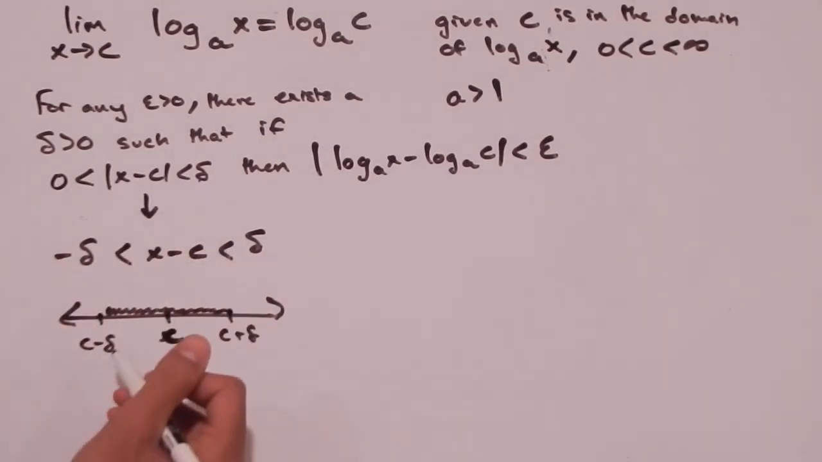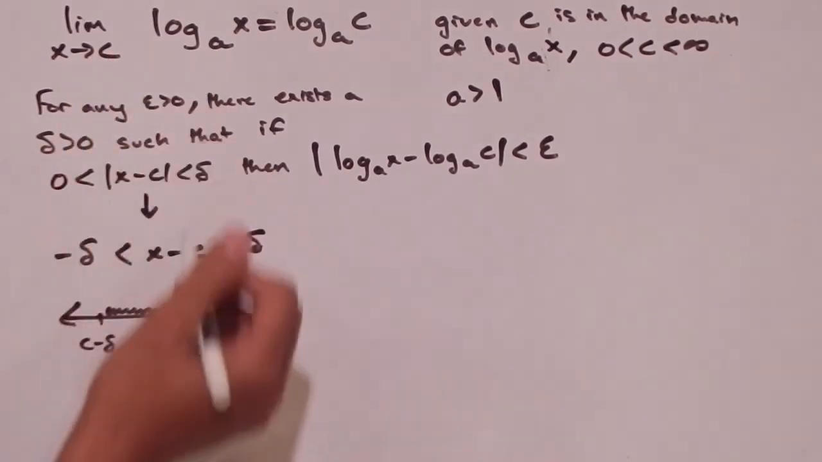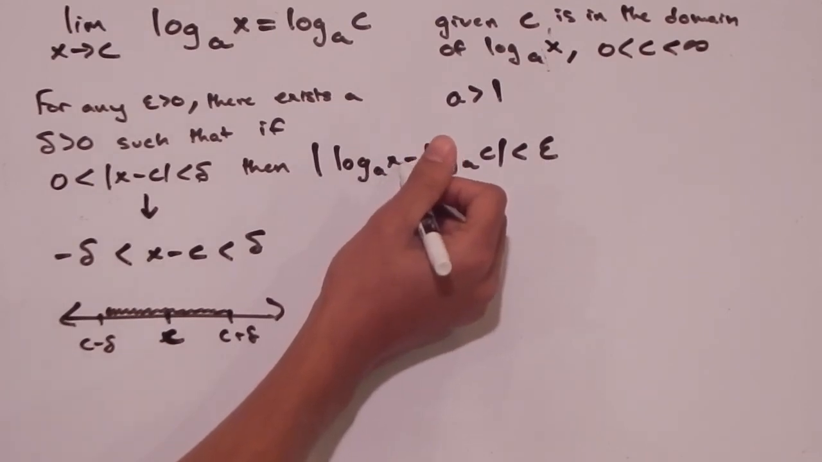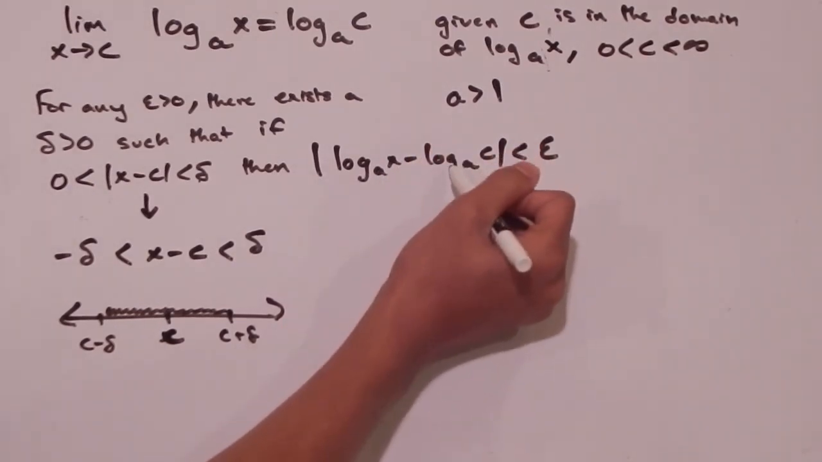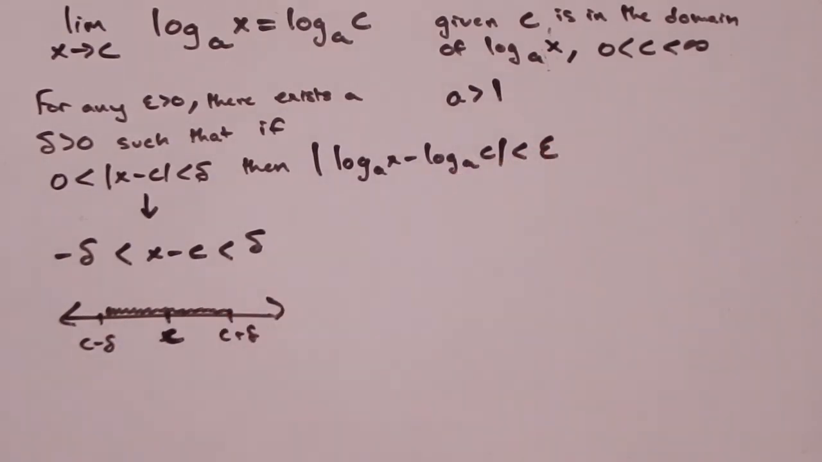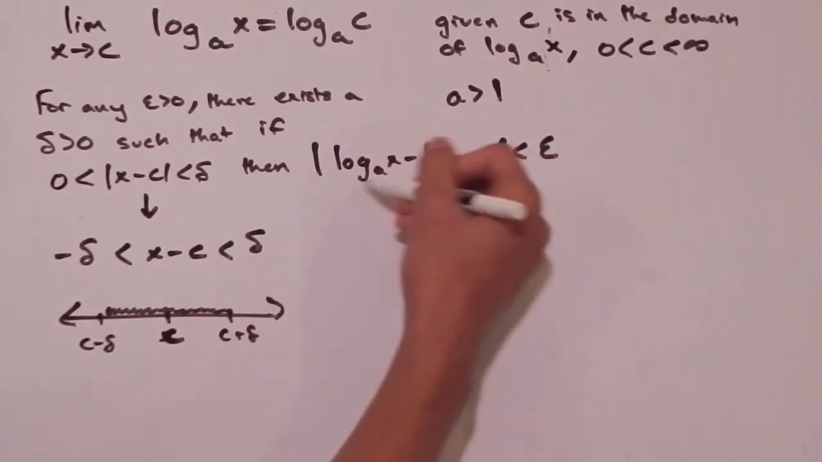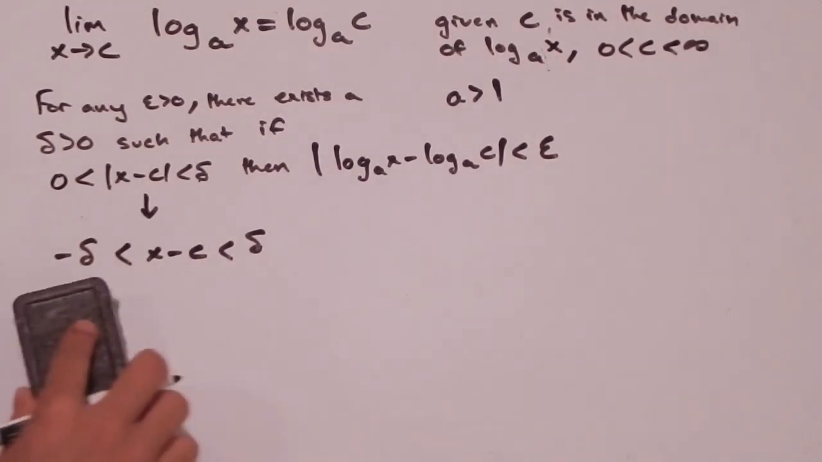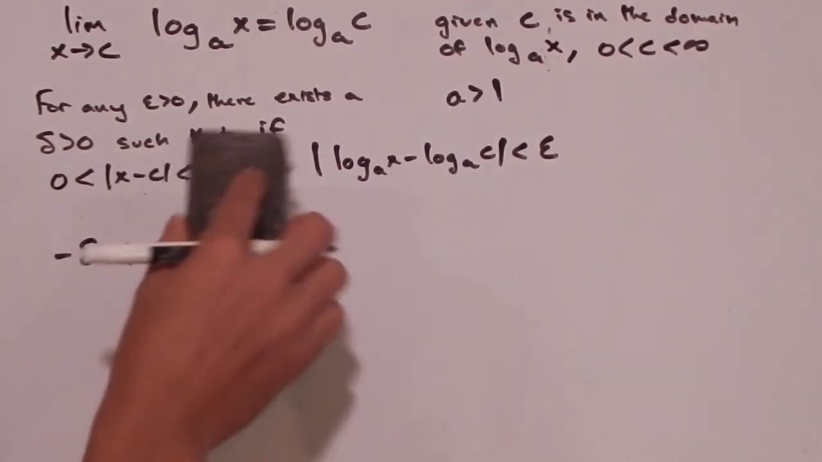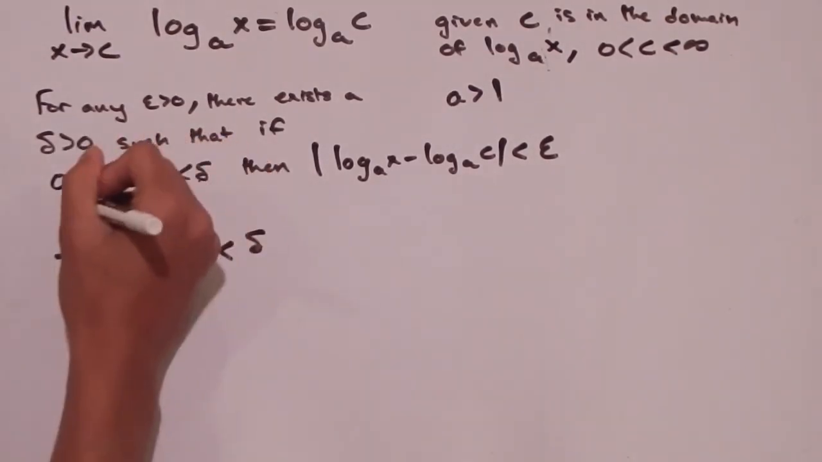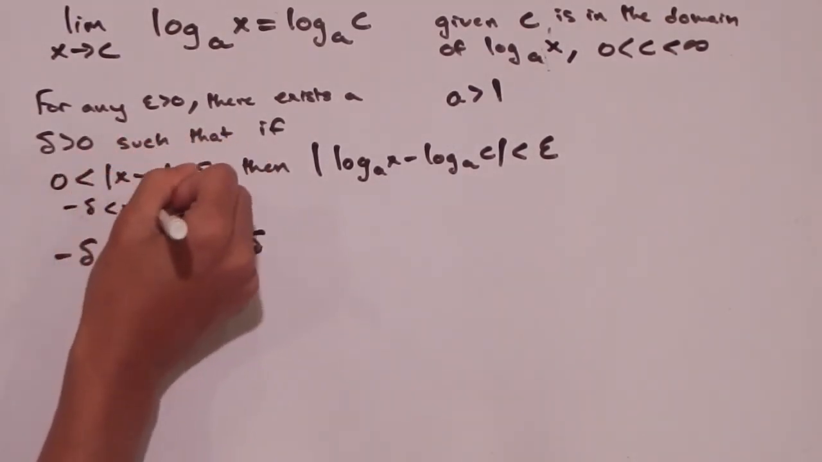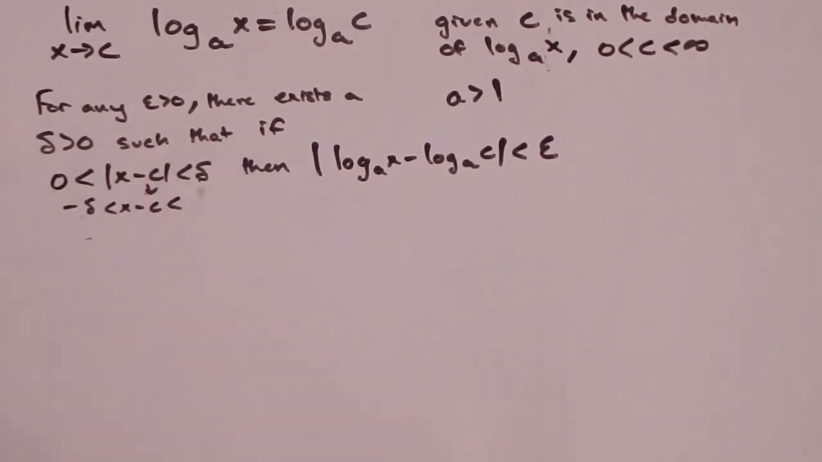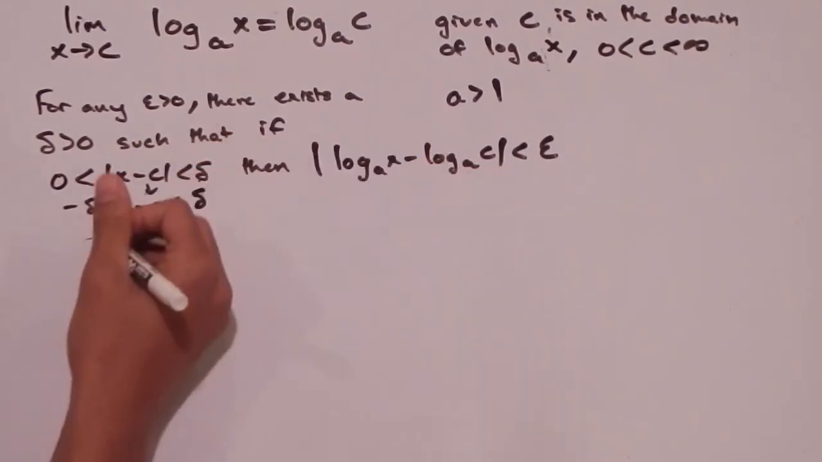And we're going to show that there is some delta for any epsilon, such that when we pick x values in this interval, we get back log base a of x values in that interval around log base a of c. And the way we're going to start doing that is by manipulating this inequality right here. And this inequality over here, let me write this a bit closer, because we're going to need the room. So let me write this again a bit closer. And that's a delta. Let's fix that. That's a delta.